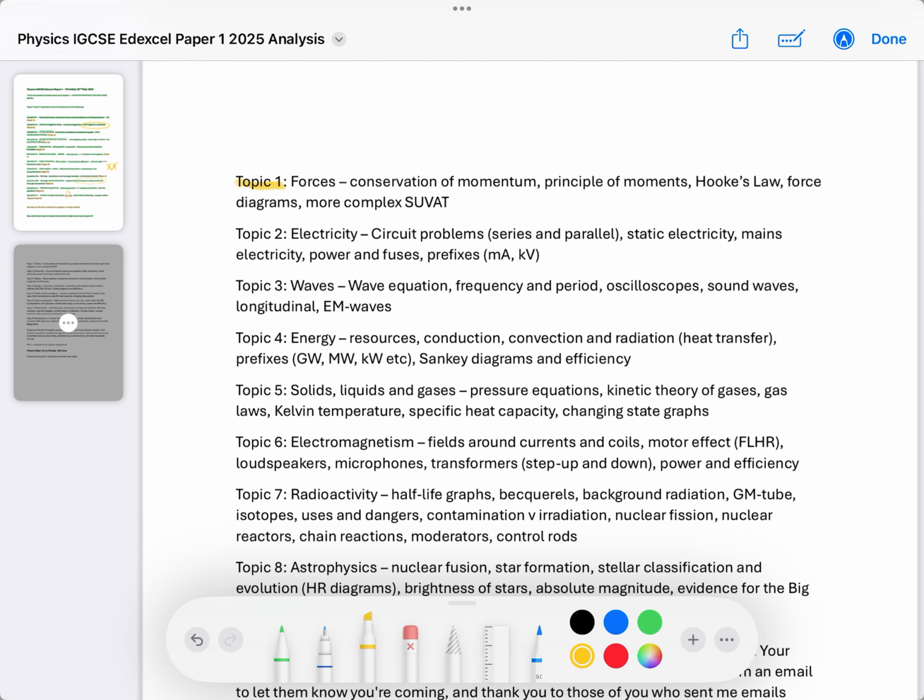So topic 1, forces. What can they still ask you in forces? Well, obviously, because it's paper 2, they're going to ask you about conservation of momentum and the principle of moments, because these are triple only topics. So green, I'm going to write in triple content. Okay?